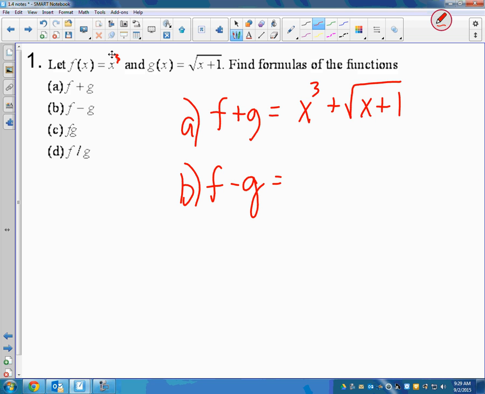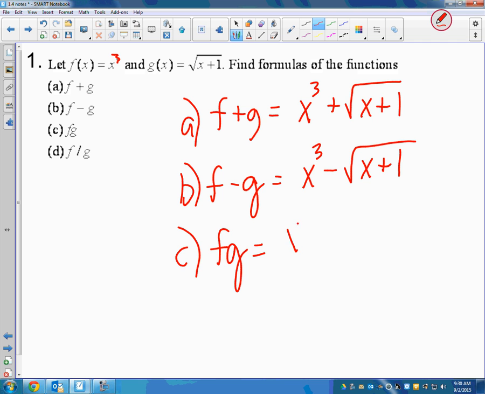Subtracting, same thing, right? You're just going to subtract them. And again, there's nothing that I can do there, so I'm going to leave it. Be really careful when you subtract something that has like a polynomial. Make sure you distribute that negative to everything. That's a common mistake that happens. This is really not very exciting. What happens when I multiply these two? X cubed times the square root of x plus 1. Can I multiply something outside of a radical and inside of a radical? No, which means I can't do anything here either.